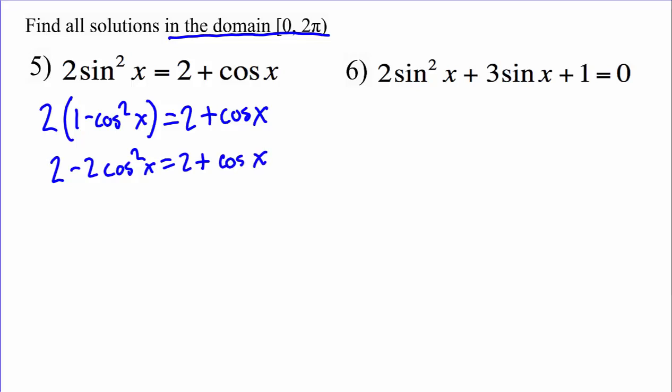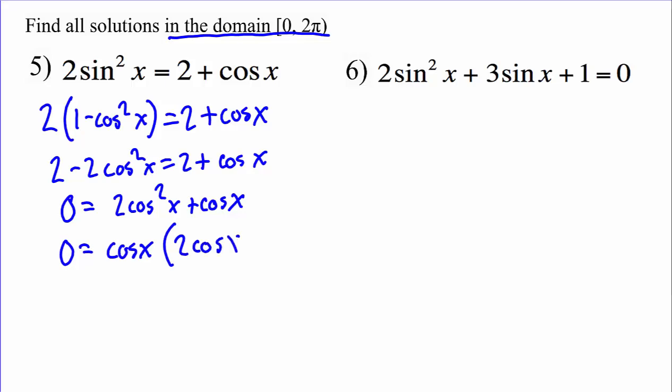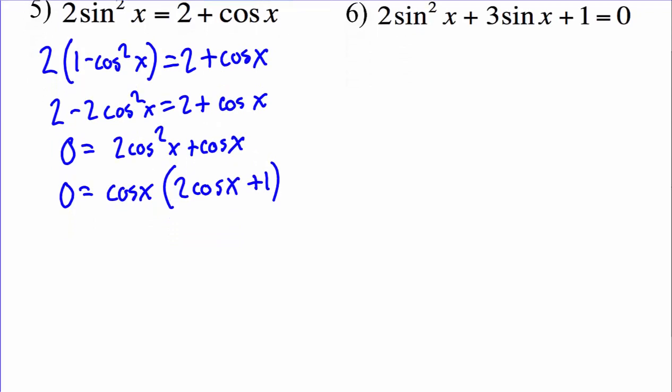And then I'm going to move everything to one side. And what you'll notice is the 2's will go away, and we'll have 2 cosine squared x plus the cosine of x. Now the fact that we have 2 cosines here and 1 cosine here tells me I can go ahead and just factor out a cosine of x, and I'll have 2 cosine of x plus 1. All right. Now, just like when we factored before, we can use the zero product property. If a times b equals 0, then a equals 0.